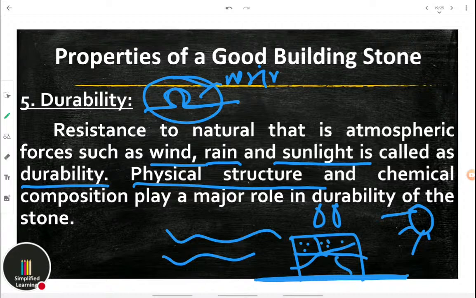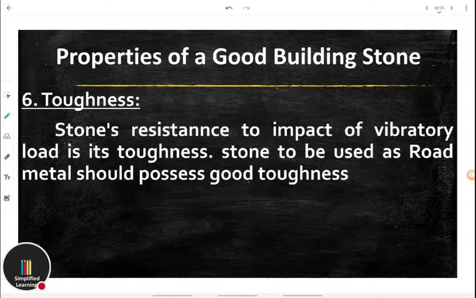When we are talking about stone, the stone obviously has a long life to serve. In that case, we will have to select a stone which has good durability. Next, let's go to the next property, toughness.